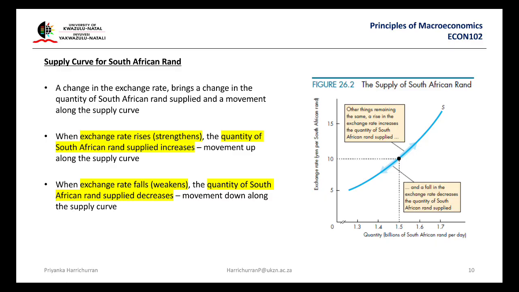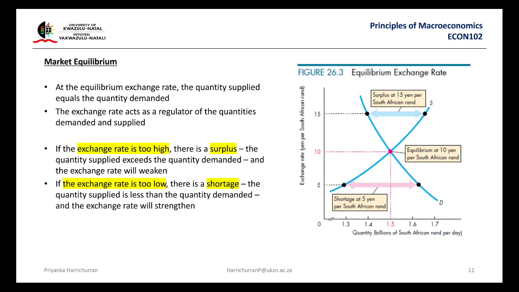Now the supply curve for South African rand, I told you, it's like our country. So when the exchange rate goes up, people are going to pay more for our rand. So we're going to supply it at a very, very high price. That's why our quantity is going up as the exchange rate is going up.